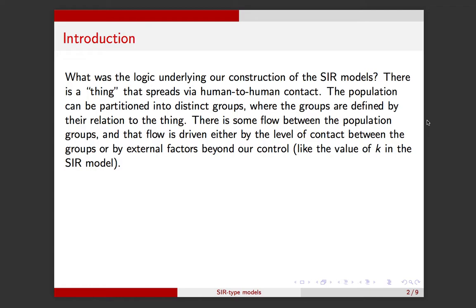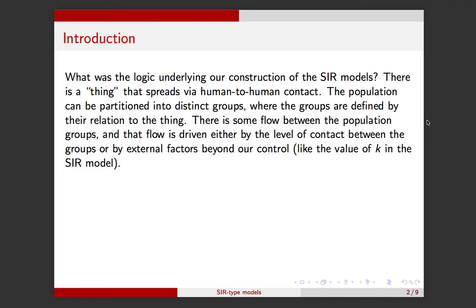The population itself can be divided into distinct groups where those groups were defined in relation to the thing that's spreading. Furthermore, there is some sort of flow between the population groups, and that flow is driven by the contact between the groups or by some sort of external factor beyond our control, such as that K parameter in the SIR model. So that K parameter basically said, well, if you have the flu, you're sick for 3 days. So on a given day, a third of the sick population should recover.